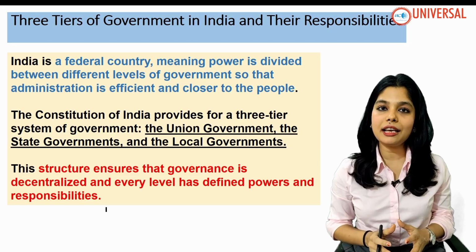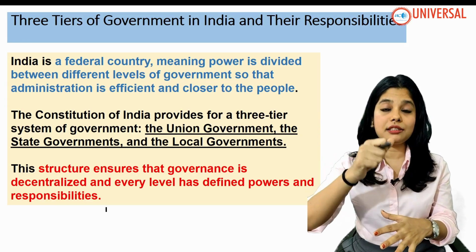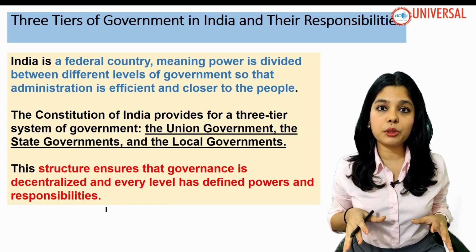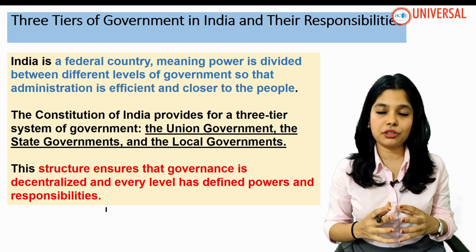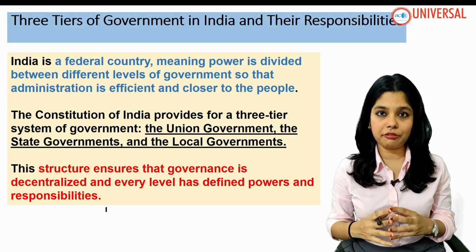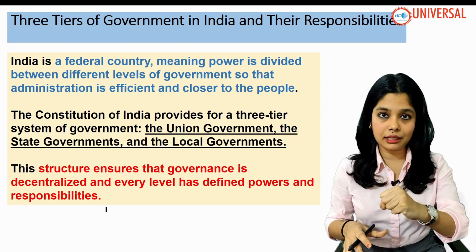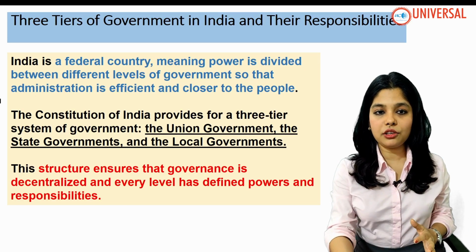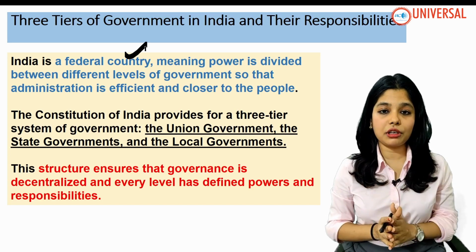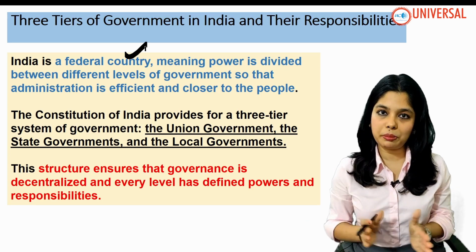So India is a federal country. Federal means the power is not concentrated in the hands of the center. The powers are distributed amongst its federation, amongst its states, in state governments, in local self-governments. The powers are divided. It's not only kept with the center. So India is a federal country, meaning the power is divided between different levels of the government so that administration is efficient and closer to the people.